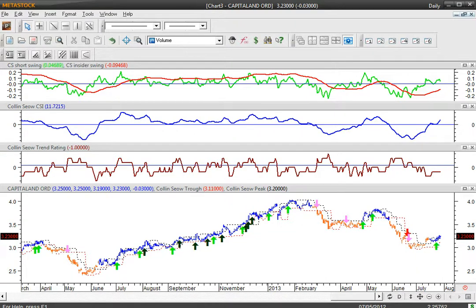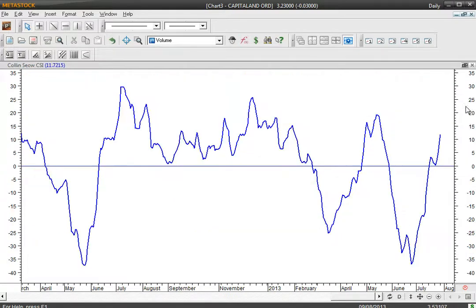the traders. Today, what we're going to cover is what the CSI is and also what the peak and trough line is. Okay, let's dive in and see what this CSI indicator is. The CSI indicator represents the whole stock market, different from the CS short swing or the CS insider swing, which measure the different players in the market. The CSI represents what the whole stock market is doing.